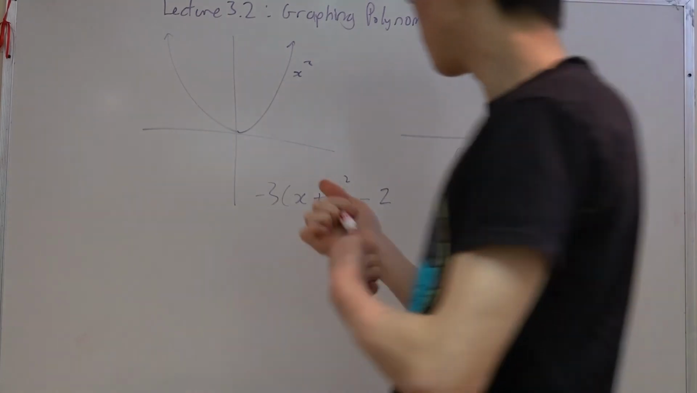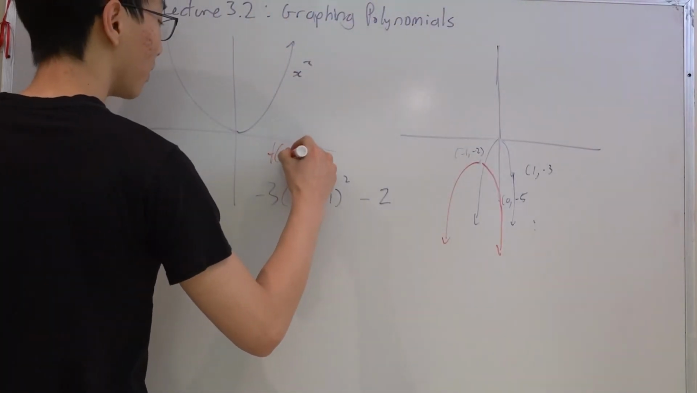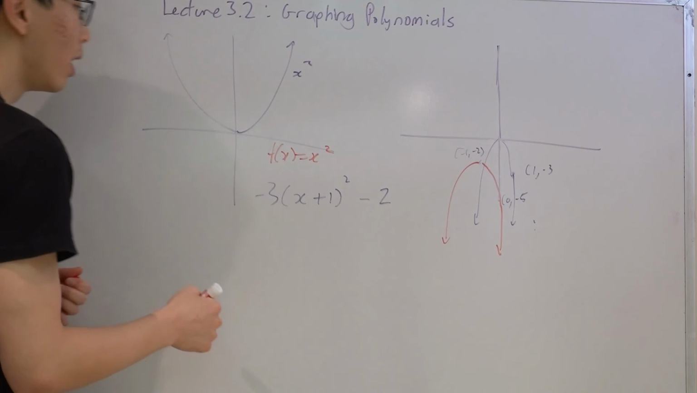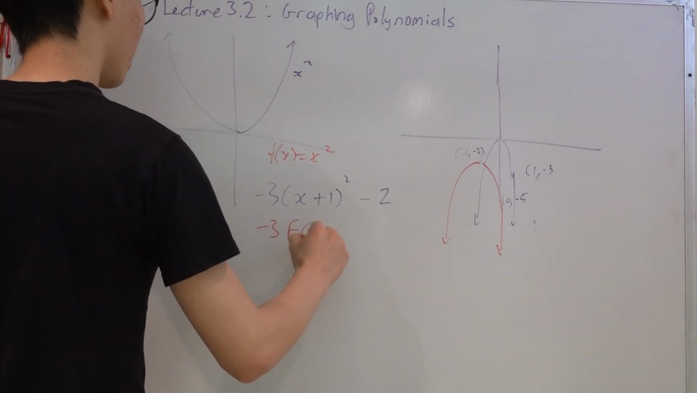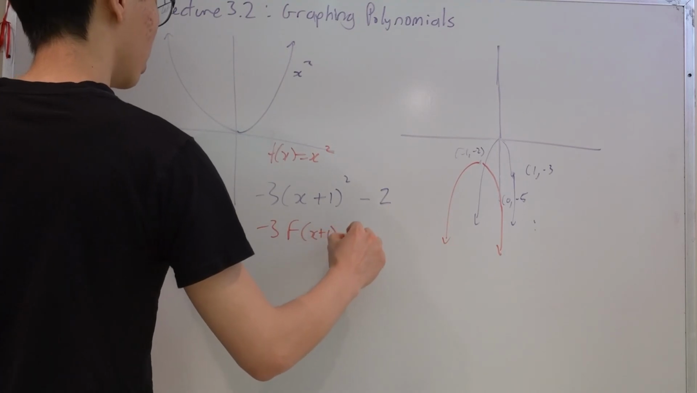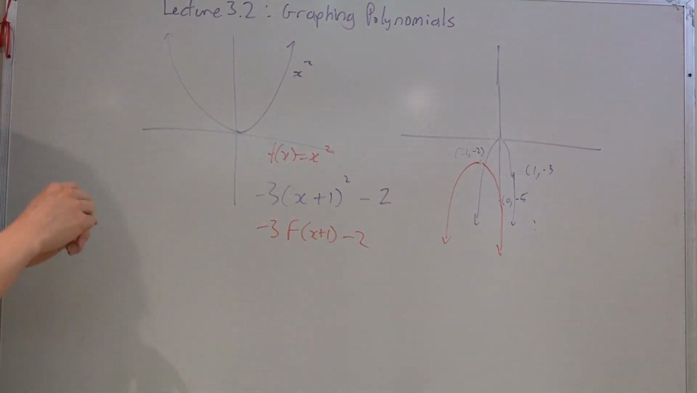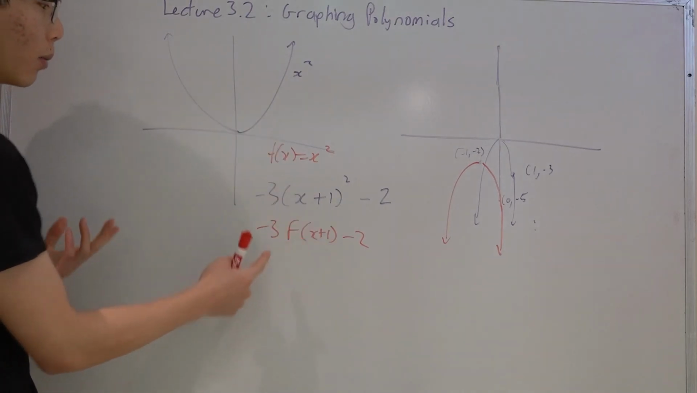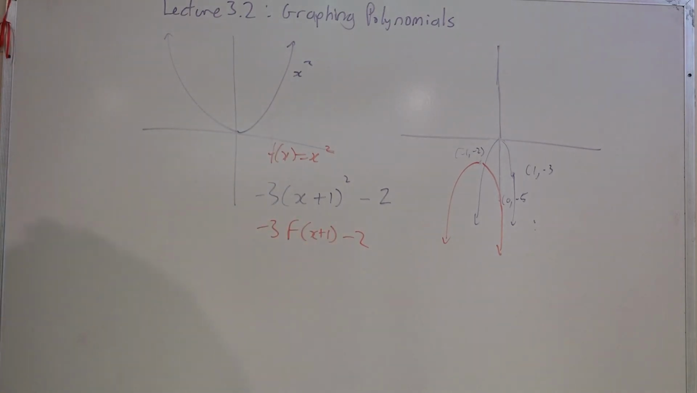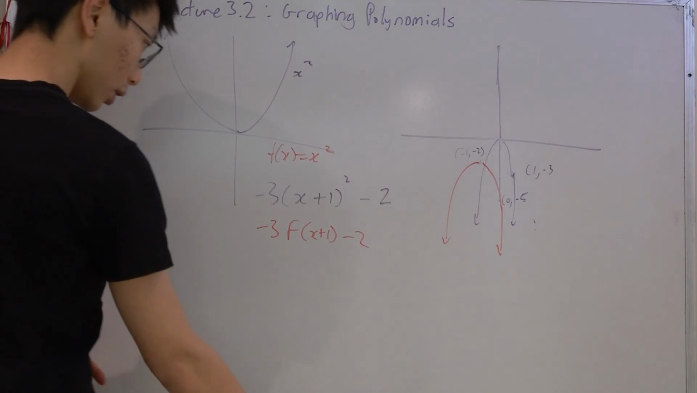Of course here, what we're doing is we're setting f of x equal to x squared. And this is just a transformation, negative 3 f of x plus 1 minus 2. What we are doing is we are taking the x plus 1, squaring it, and then applying these transformations afterward. So this should be mostly review.